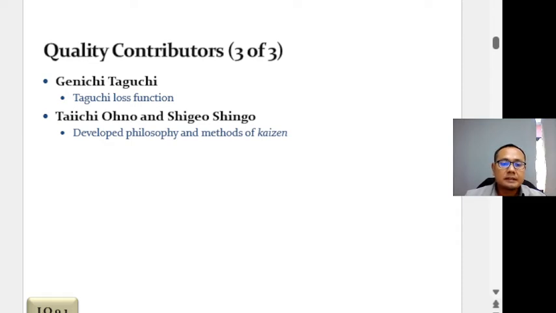And then last but not least, from there you can see Taiichi Ohno and Shigeo Shingo. Taiichi Ohno and Shigeo Shingo both developed the philosophy and method of Kaizen, a Japanese term for continuous improvement, defined more fully later in this chapter, at Toyota. Continuous improvement is one of the hallmarks of successful quality management.